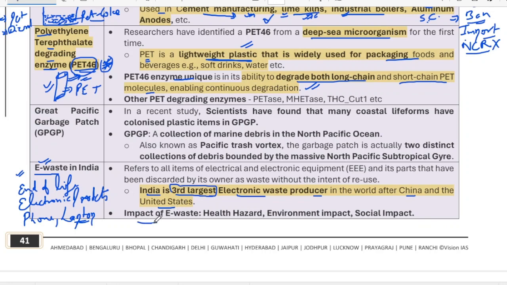So what is the impact of e-waste? E-waste causes health hazards, environmental impact and social impact.